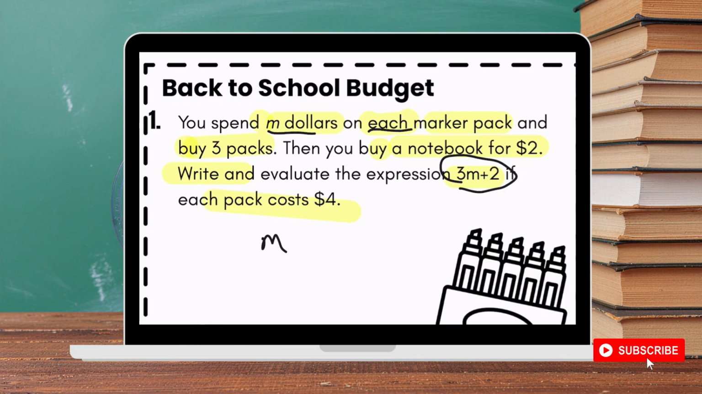So each pack, you can think of it like this: if I buy 3 packs, it would be m plus m plus m, which is repeated addition, the same as multiplication. And I can multiply in whatever order I want. Whoops, not 3m, 3 times m. When we write this as an expression, we just write 3m right next to each other. We know that means to multiply. So instead of saying 3 times m, 3m means I'm multiplying.